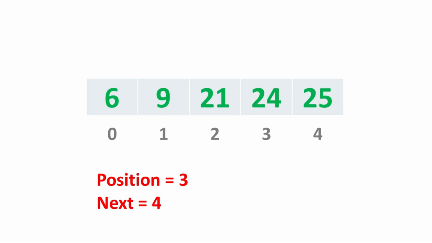Because the last position that we can work with whenever we have 5 elements in the array is 3. It means that whenever we are working with n number of elements, the position is always less than n minus 1, where n is the number of elements in the array.